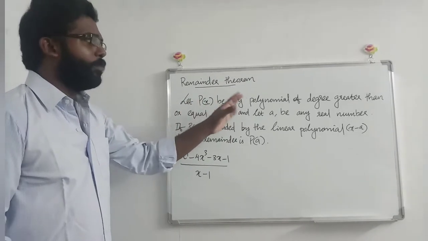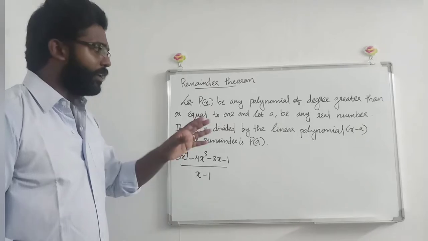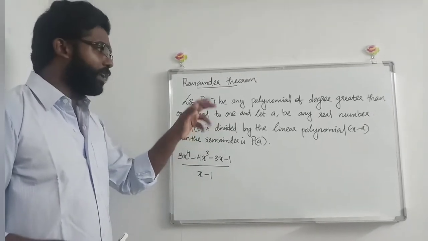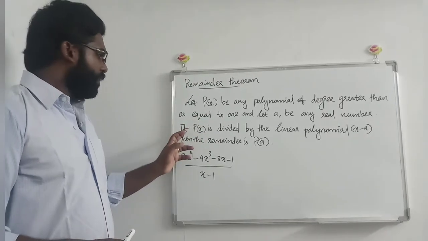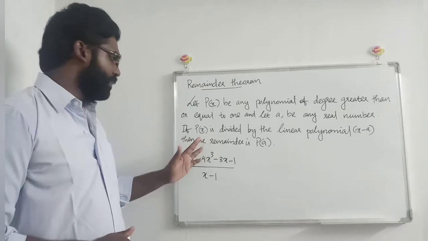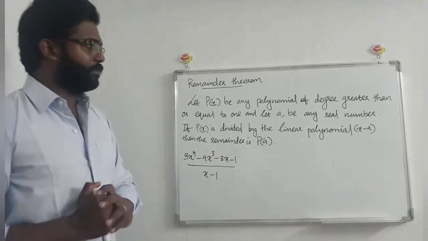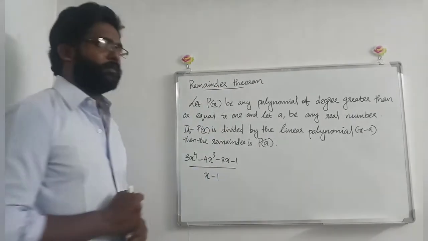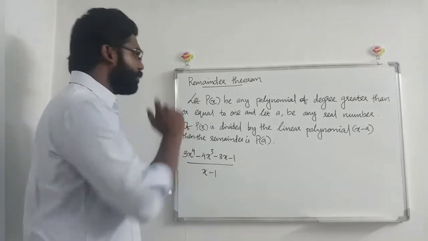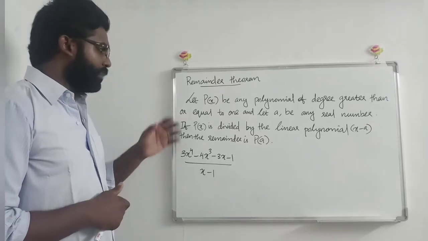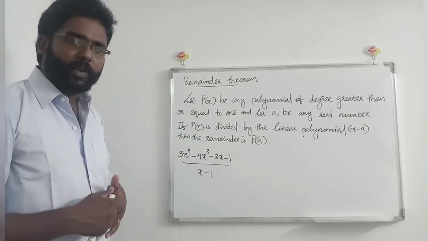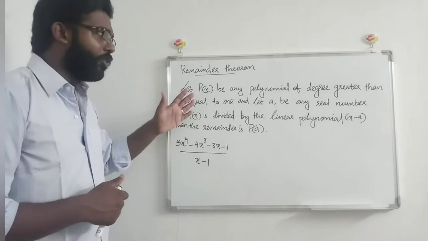Let p of x be any polynomial of degree greater than or equal to 1, and let a be any real number. If p of x is divided by a linear polynomial x minus a, then the remainder is p of a. Remainder theorem: a theorem about the remainder. This theorem tells how we can find the remainder of a polynomial.